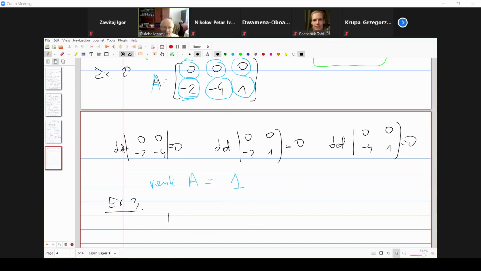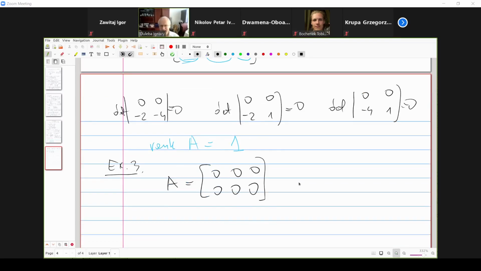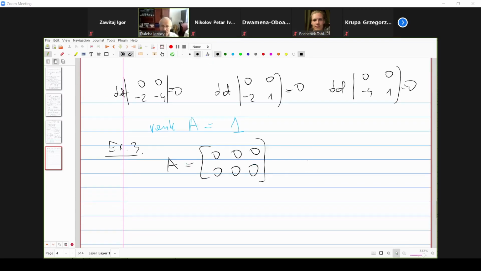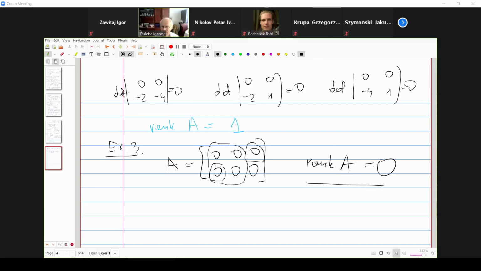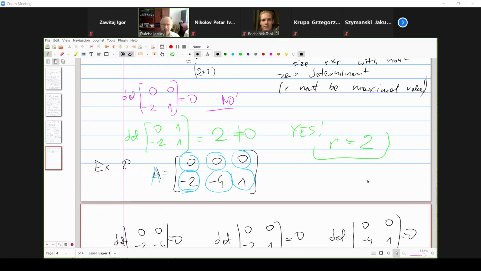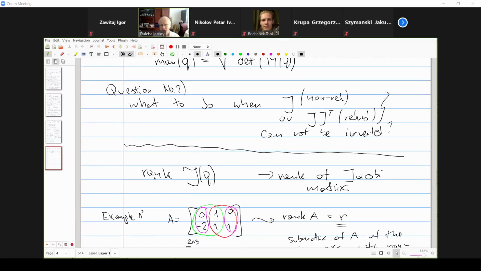Let's make another, very bad matrix A, and we try to find the rank of this matrix. For sure, if I select any 2 by 2 matrices, the determinant is equal to 0. If I take any 1 by 1 matrix, it is also equal to 0. So the rank of this matrix is equal to 0. Okay? So you know the definition of rank of a matrix.